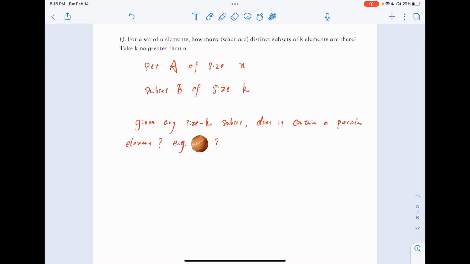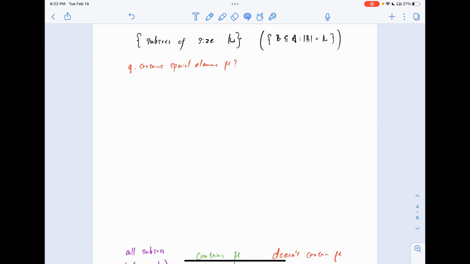So I can use this as a binary criterion of classifying sets into those that contain the special element and those that do not contain the special element. And the totality of all the subsets will be a union of the subsets that do contain the special element and the subsets that do not contain that special element.